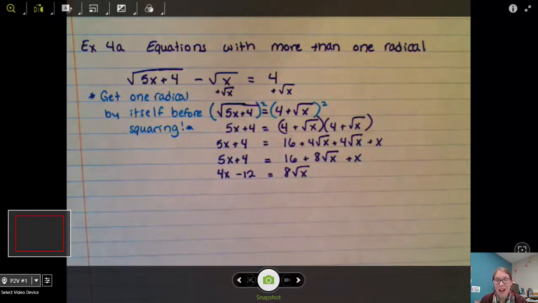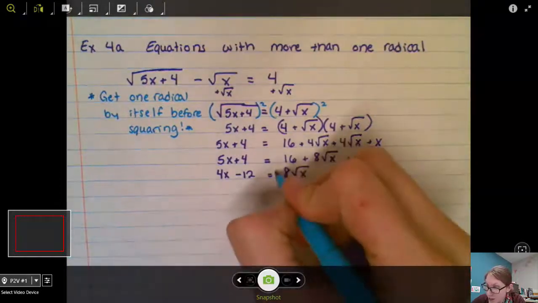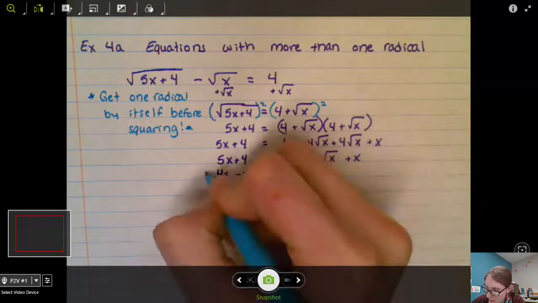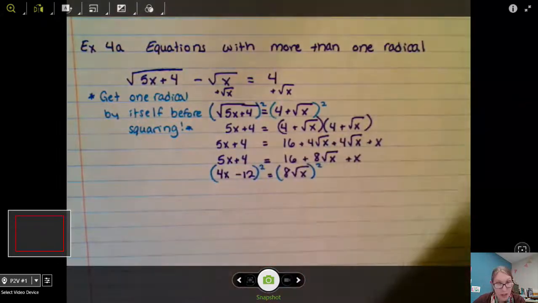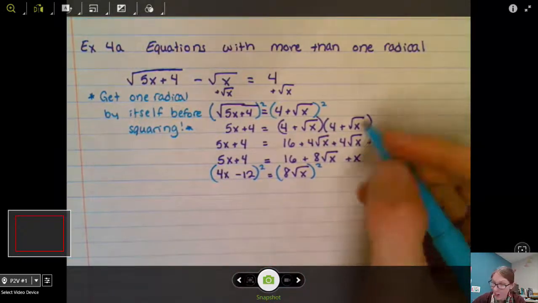From here, I still have a radical in my equation. So just like before, to get rid of a radical, to get rid of a square root, we have to square both sides. And sometimes you just have to square both sides a second time.